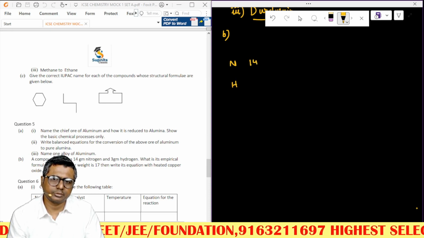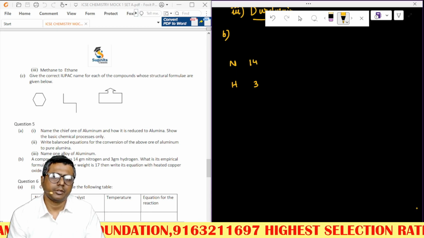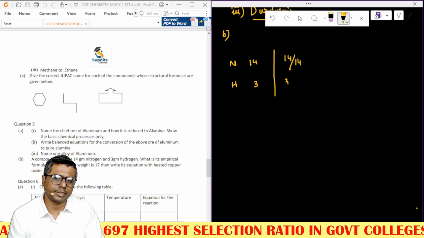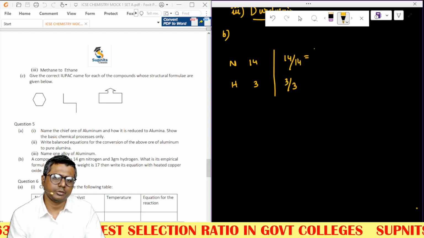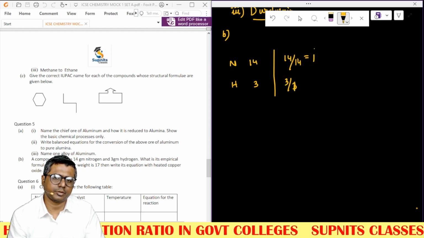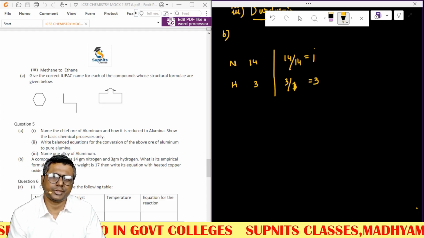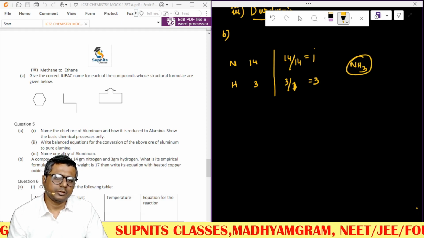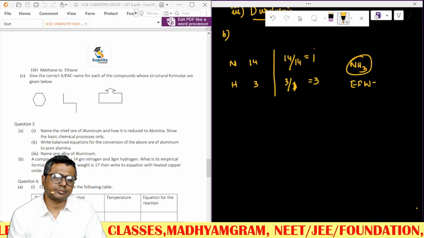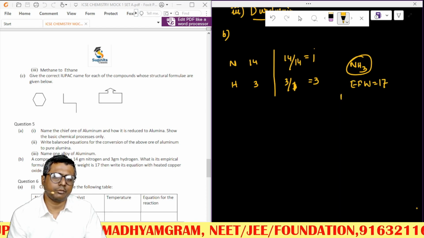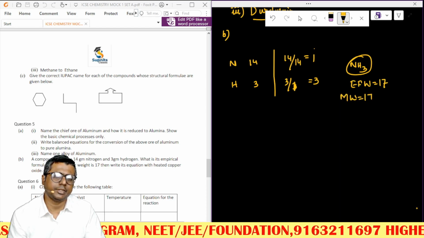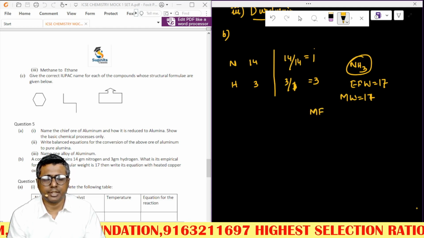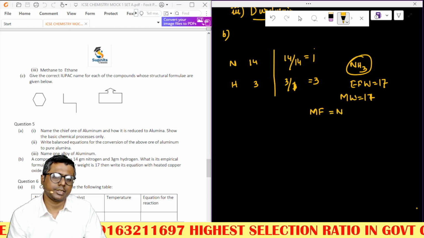Don't use percentage, just use 14 and 3. First we have to divide this by the atomic weight of nitrogen, and divide this by the atomic weight of hydrogen, which will give you 1 and 3. So straight away you are getting the empirical formula as NH3. You calculate the empirical formula weight, it will come out to be 17. Molecular weight is already given as 17. So definitely the molecular formula will be the same as the empirical formula, that is NH3.